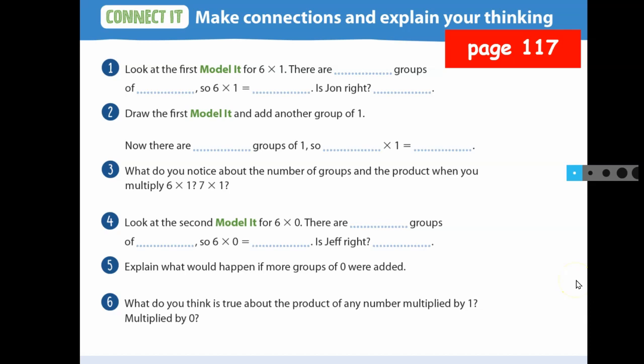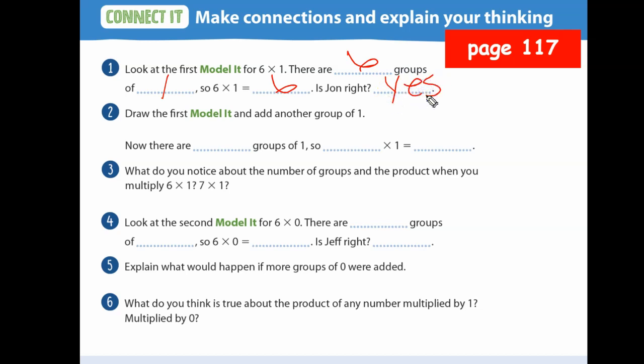Go to page 117. It says, look at the first model, 6 times 1, which we did. There are how many groups in 6 times 1? 6. Okay. 6 of how many in each group? 1. So 6 times 1 is 6. So we said that John was right? So is John right? Yes, he is.